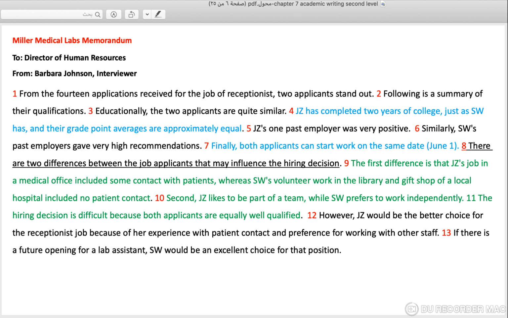The hiring decision is difficult because both applicants are equally well qualified. However, GZ would be the better choice for the receptionist job because of her experience with patient contacts and preference for working with other staff. If there is a future opening for a lab assistant, SW would be an excellent choice for that position.